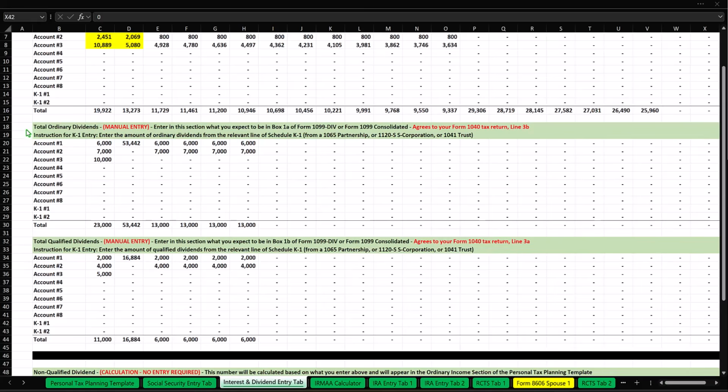So to summarize, make sure that you are projecting both your total ordinary dividends but also your total qualified dividends, because as many of you know, the qualified dividends are subject to the preferential 15% long-term capital gain rates, whereas non-qualified dividends are subject to your marginal tax rate.